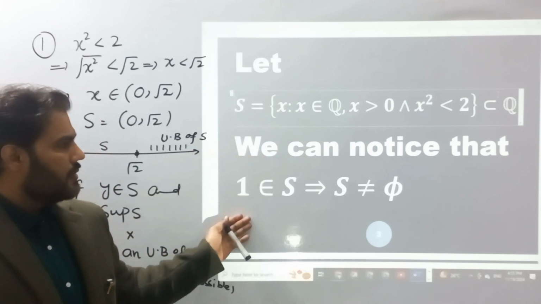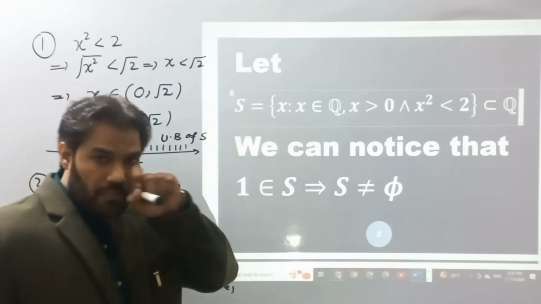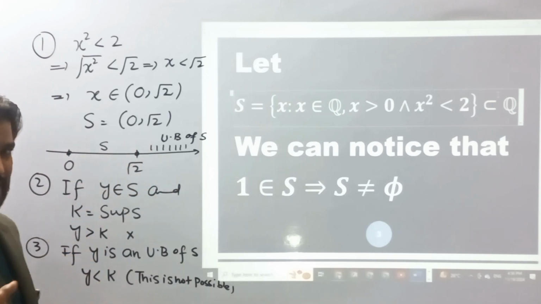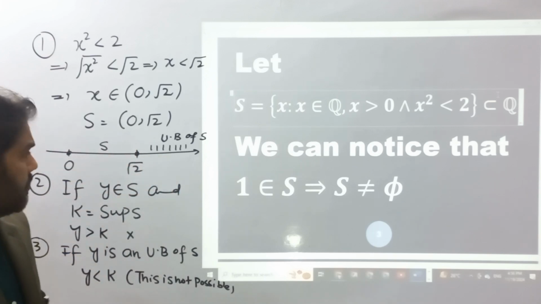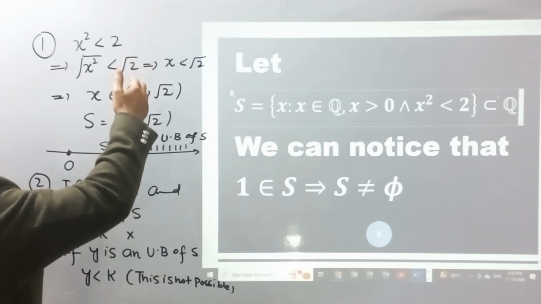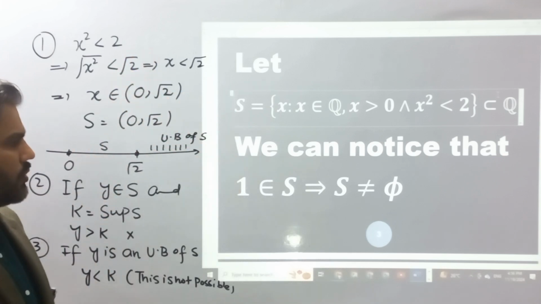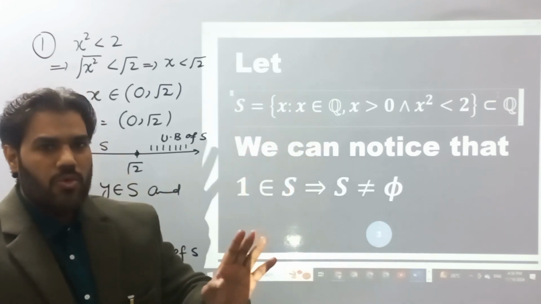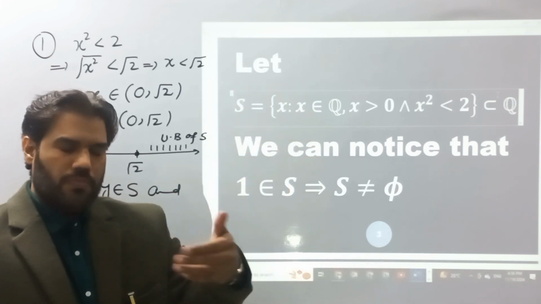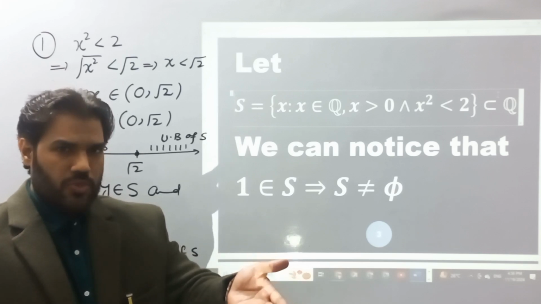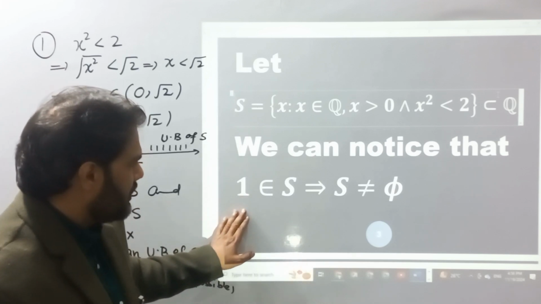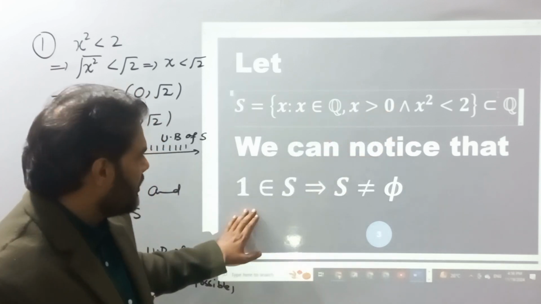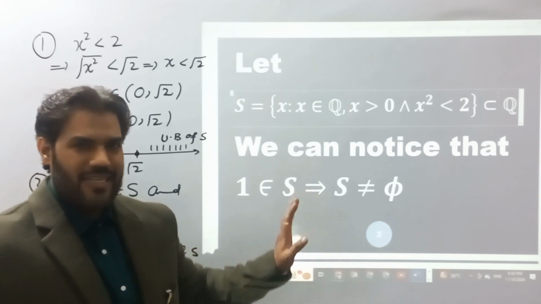We can notice that one is an element of the set S. There are infinite elements in the set S, and S in this case is non-empty, but there is no need to elaborate all of this in this proof. You can simply write that 1 belongs to set S, because this set consists of all those rational numbers which are positive and whose square is less than 2. So 1 is an element of set S, because 1 is greater than 0 and the square of 1 is less than 2. So clearly 1 belongs to set S. This shows that S is non-empty.